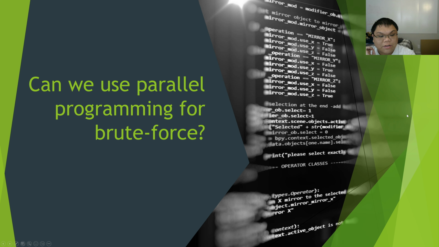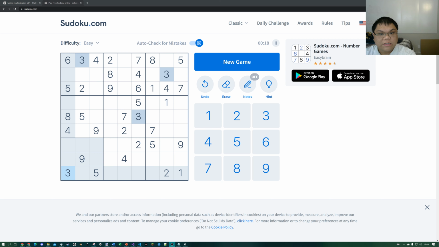So I guess here's another question we can bring up. Can we use parallel programming for brute force? I'll give you a minute to think about that. So what do I mean by brute force? Well, suppose you wanted to solve a Sudoku puzzle. The rules of the game are simple. Each 3x3 box has to have all the numbers from 1 to 9 occurring once. Each row also needs to have 1 through 9 occurring once, and each column has to have 1 through 9 occurring once.